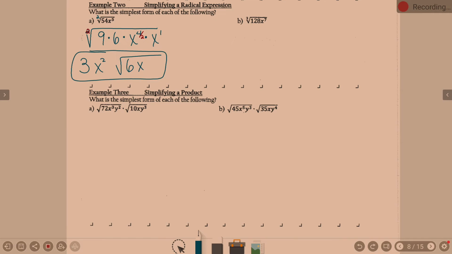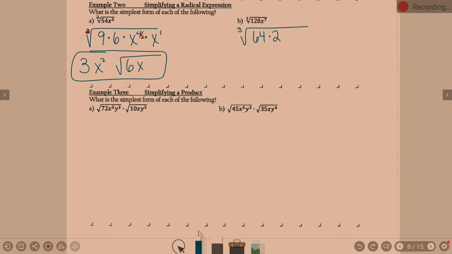So, how do I use this then? 128 is not a perfect cube, but what divided into 128? 64, and how many times did it go? 2. So that's why I'm writing 64 times 2 under my radical. See this blue paper being helpful alongside a calculator?